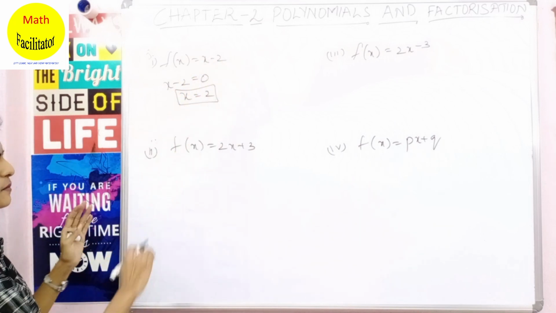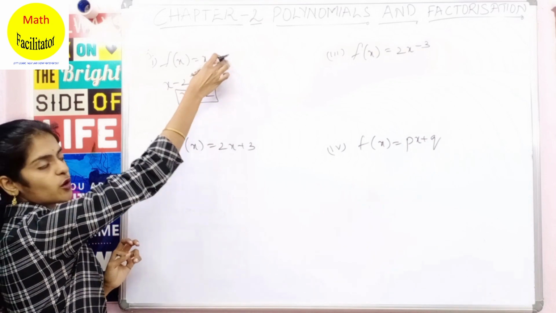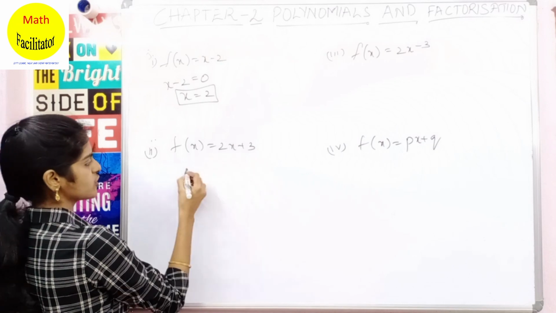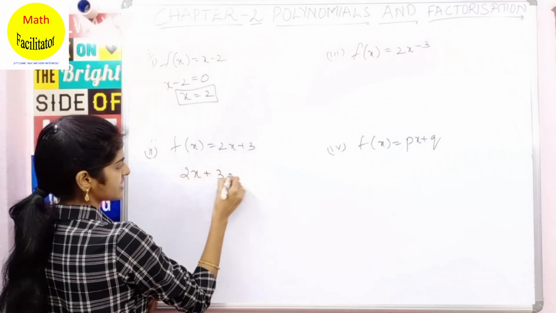So simply you will equate the given linear polynomial to 0 to get the value of x. Clear? Now here also you will equate it to 0. 2x plus 3 is 0.